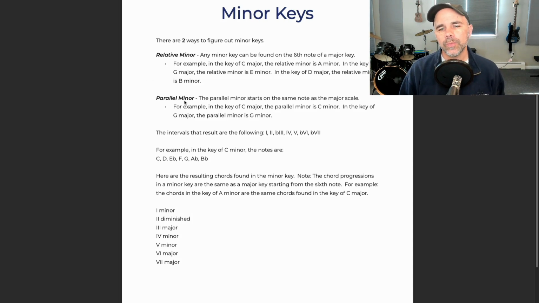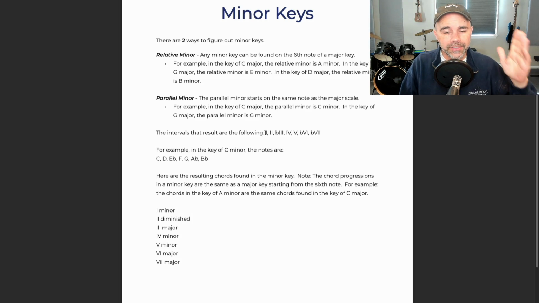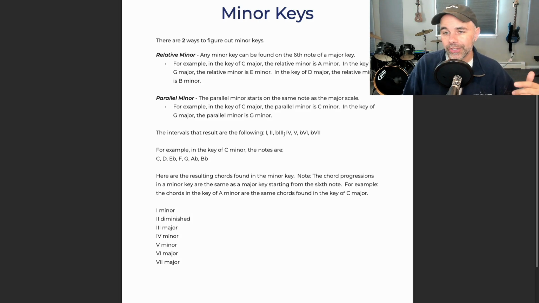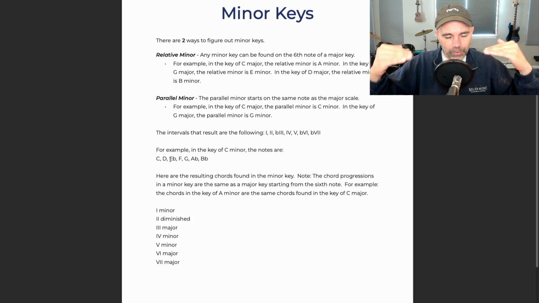Parallel minor is a little bit different. Parallel minor is where you have the parallel. So if C major, the parallel minor would be C minor, so that they share the same root note as the key. When you do this, the notes are going to change because of the intervals of the minor scale. So for example, a minor scale has do, re, mi, fa, sol, la, te, do. So the 3rd is flatted, the 6th note is flatted, and the 7th note is flatted when you have these intervals. If we're back to the key of C, we have C, D, E flat, F, G, A flat, and B flat.